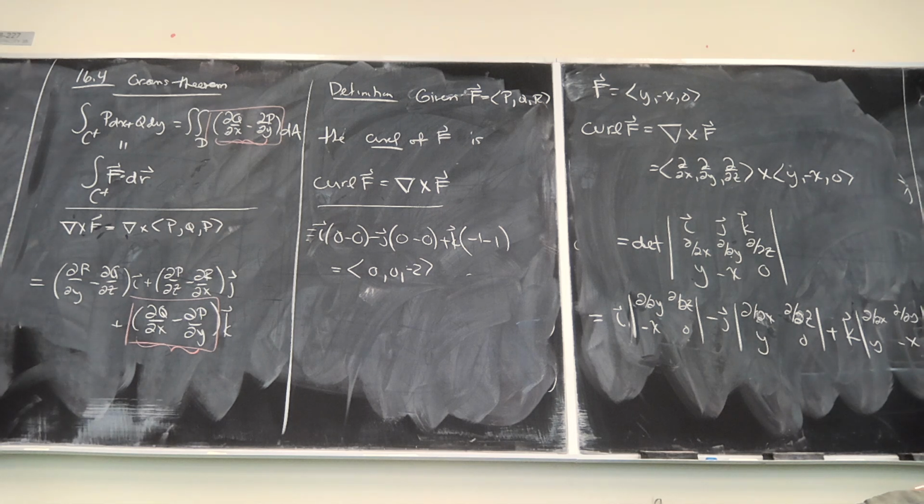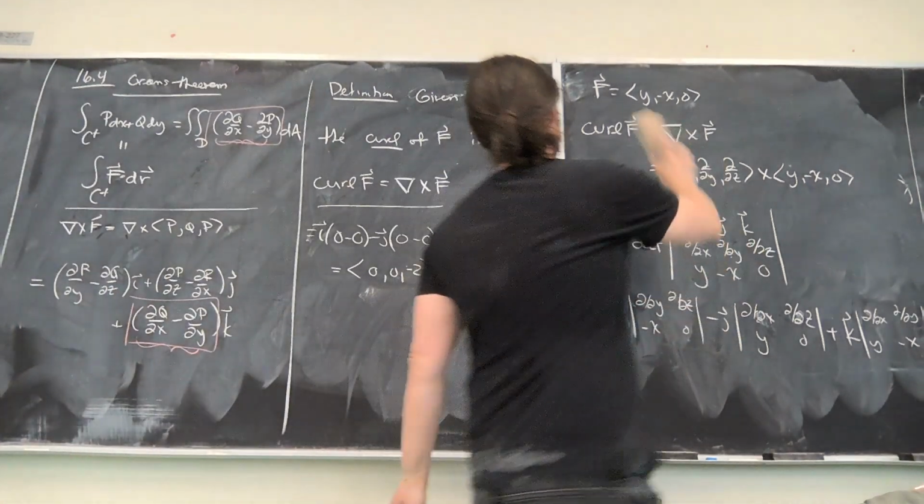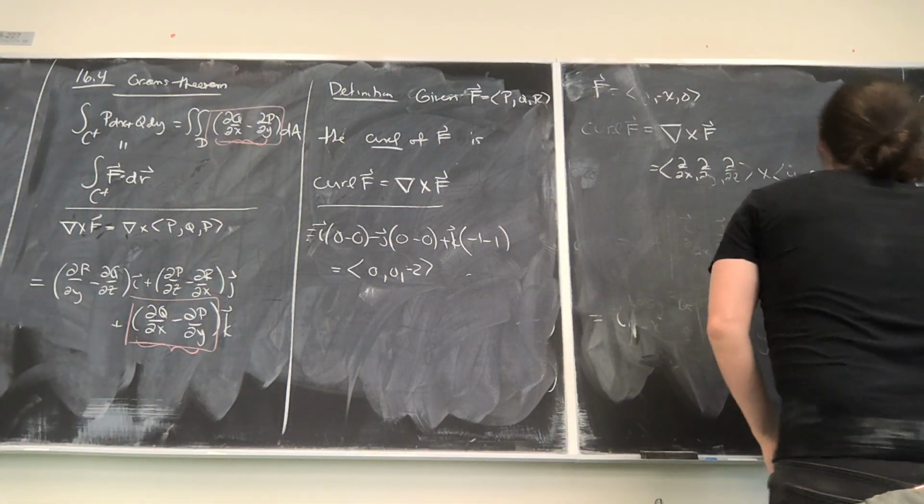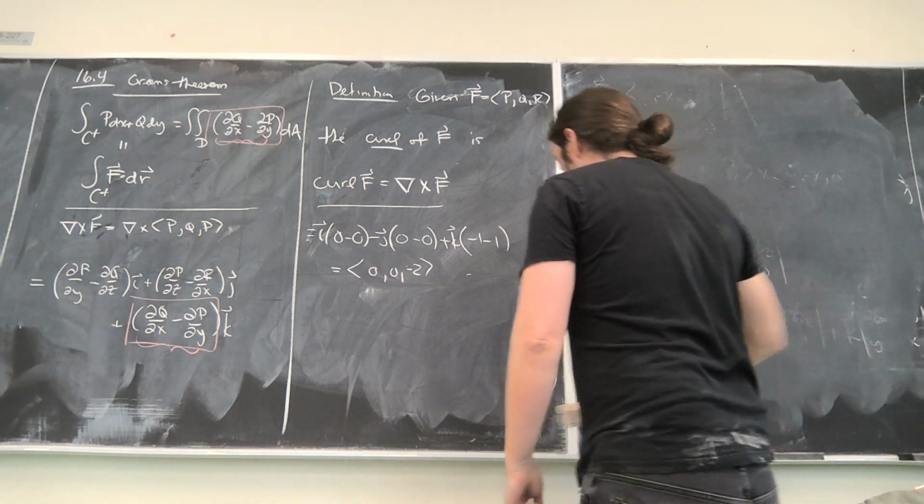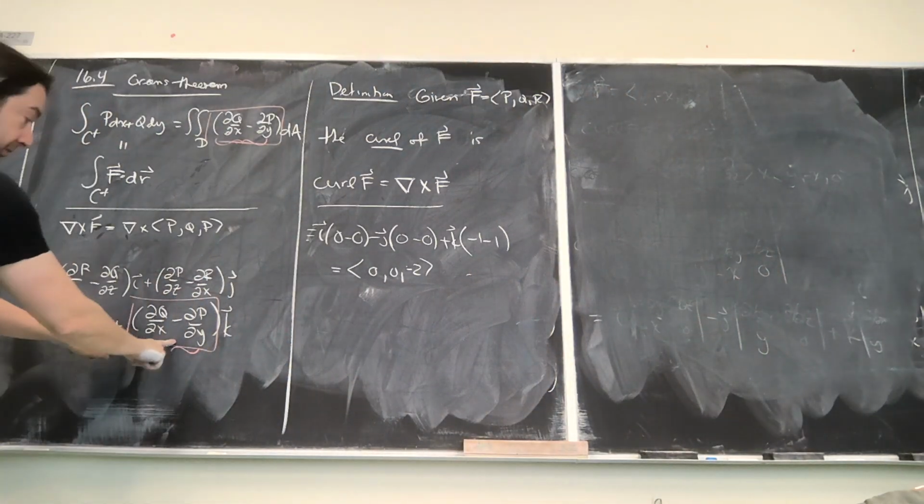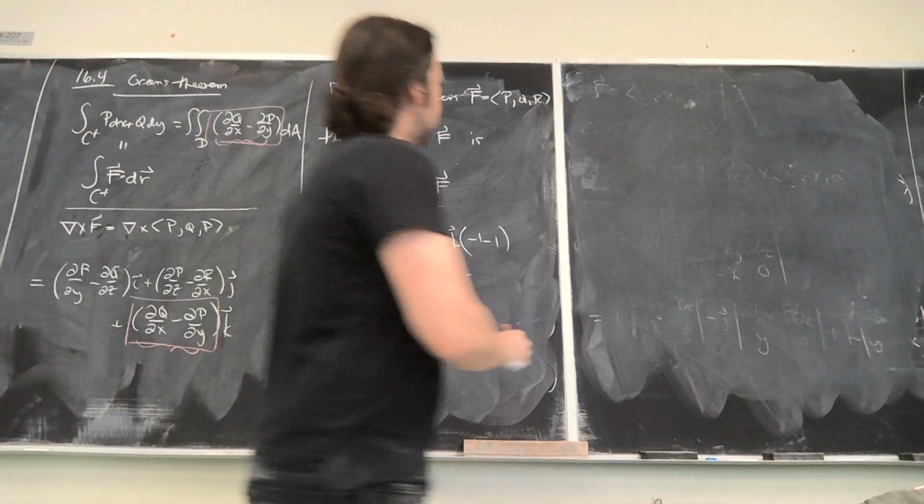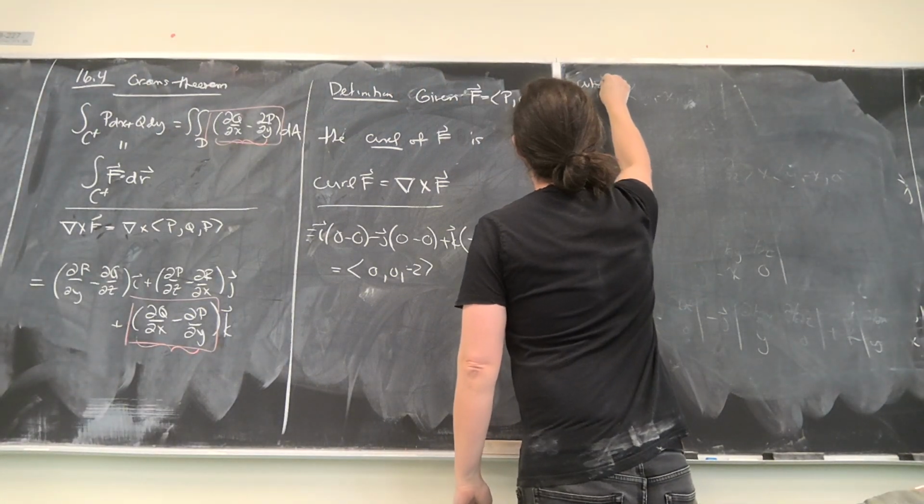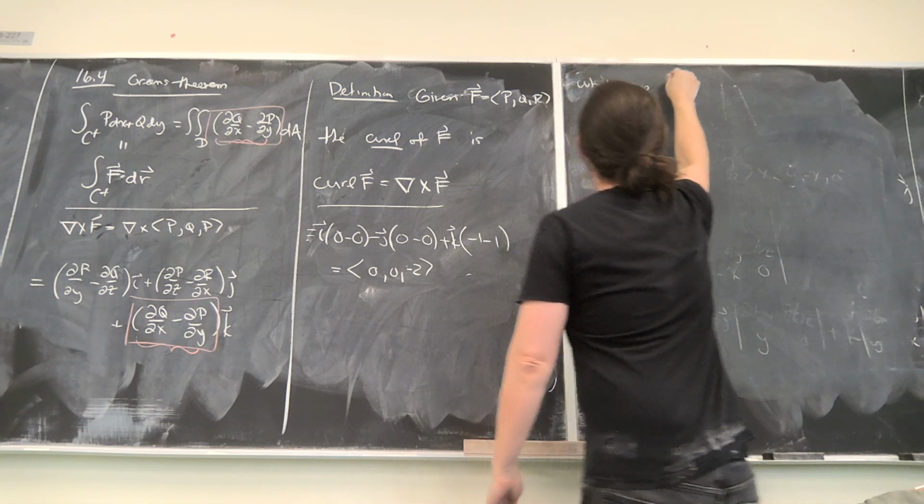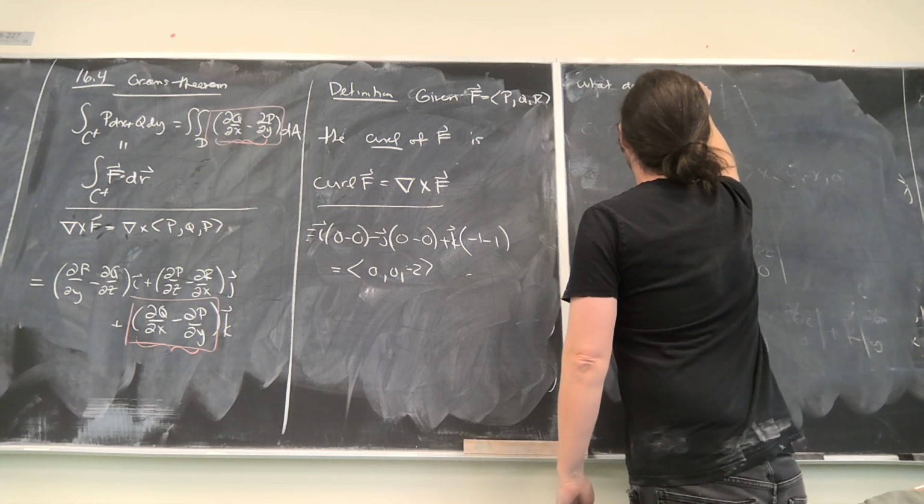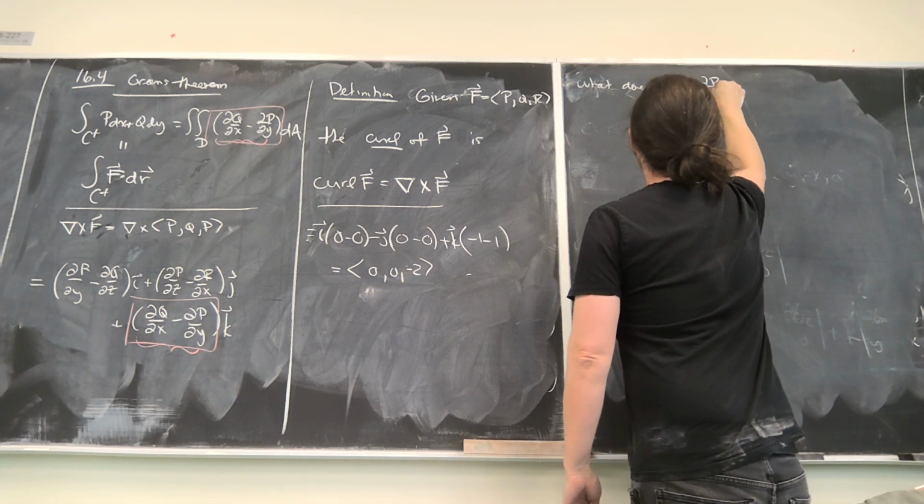So what I try to do now is convince you something about what the curl is actually doing, what it's measuring, why we even named it curl. So I'm going to look at just this part, and we're going to try to figure out what this means. Why are we calling that curl? So what does dQ/dx minus dP/dy measure?